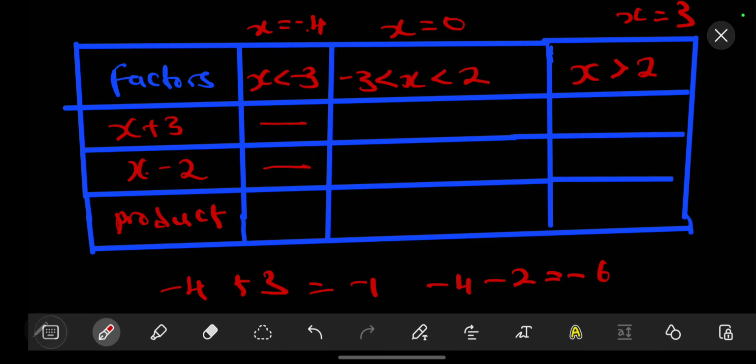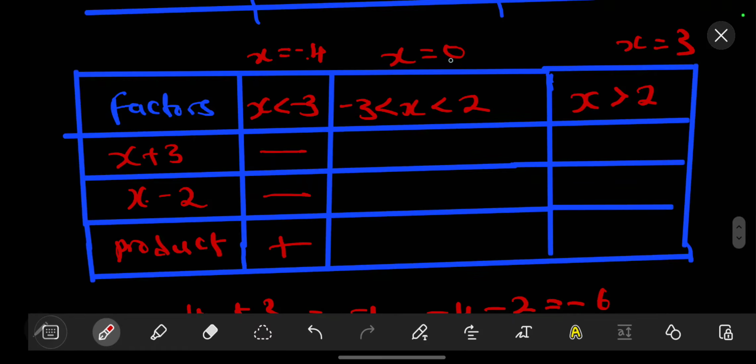So we are just going to write the sign. Product means multiply the two signs. Negative times negative will give you positive. Then we are here. If we get this 0, we put it here, it will be a 0 plus 3, which will be 3. So we are going to put a positive here.